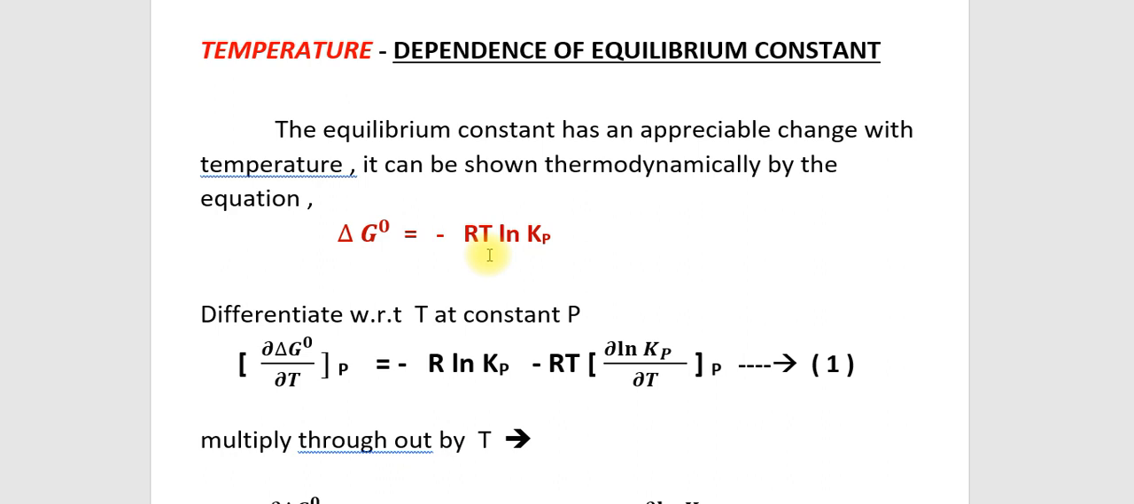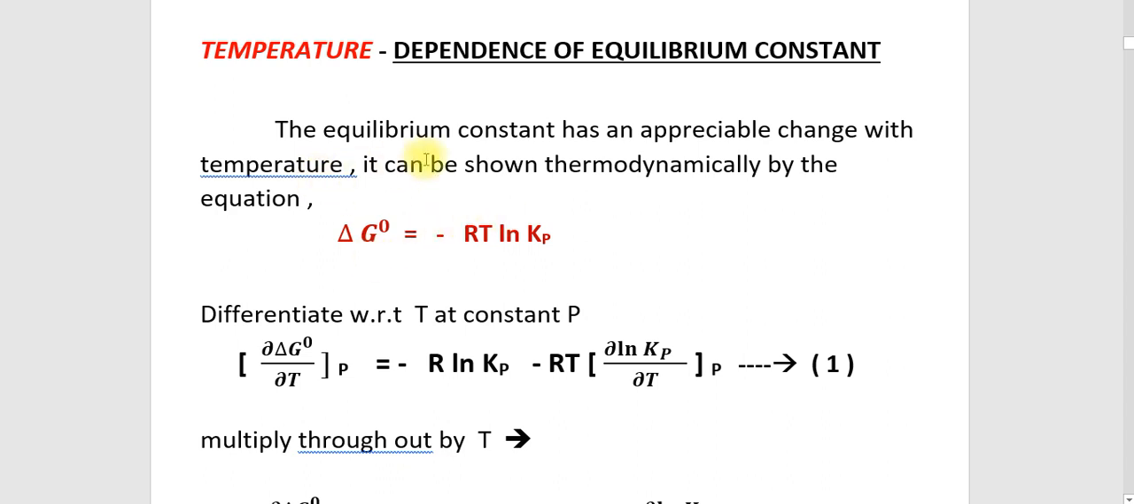The next unit discusses two important topics: the first one is the temperature dependence of the equilibrium constant, and the second is the pressure dependence of the equilibrium constant. We will explain what the temperature dependence of the equilibrium constant is. The equilibrium constant has an appreciable change with temperature. It can be shown thermodynamically by the equation.